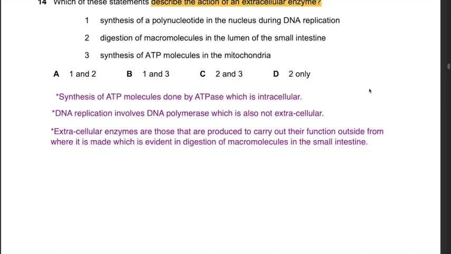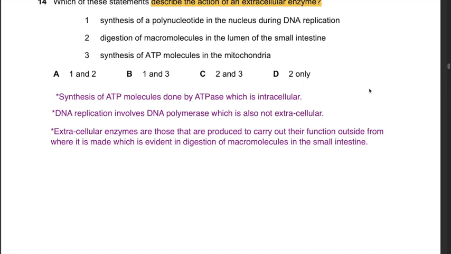Statement 1. Synthesis of a polynucleotide in the nucleus during DNA replication doesn't involve an extracellular enzyme. DNA replication involves DNA polymerase, which is not extracellular. It is already present inside the nucleus. Therefore, statement 1 cannot describe the action of an extracellular enzyme.